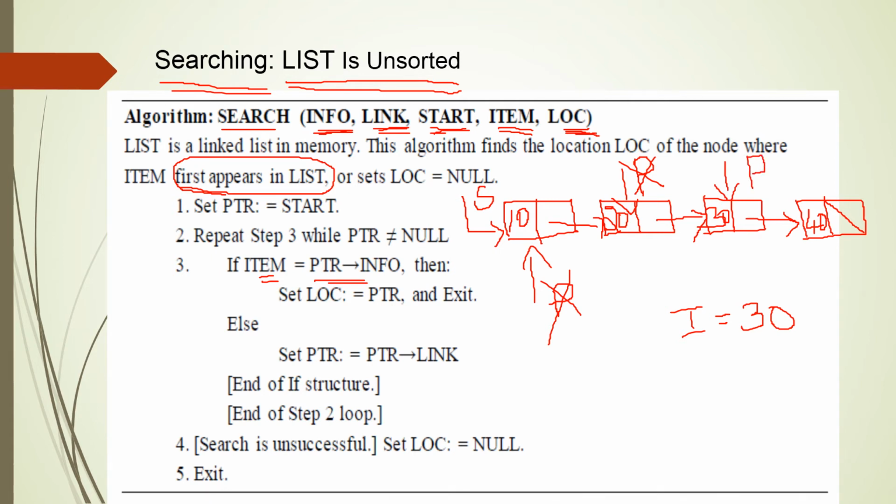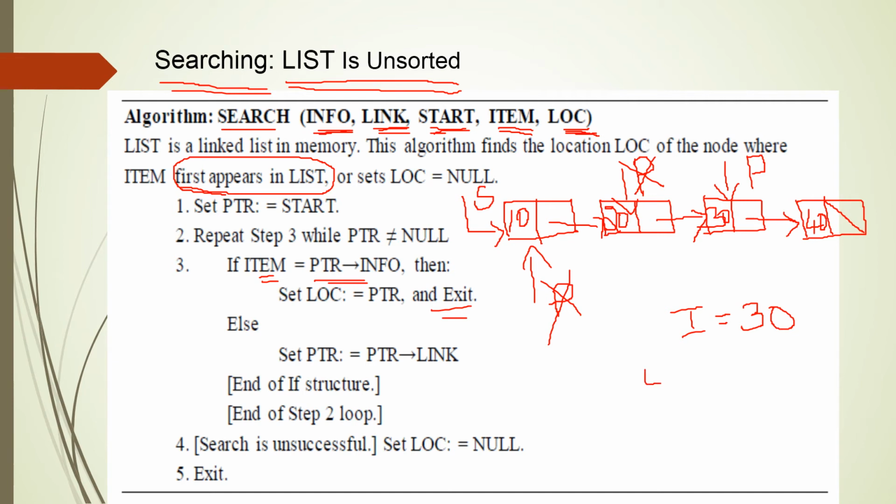So again PTR not equal to null. Condition is true. So item is equal to PTR of info. Yes, in our case the condition is true. It will set location value equal to PTR. PTR holds the address of this. That value goes to the variable LOC, and then the function will be terminated. This is with respect to the example where you have a key element in the given linked list.